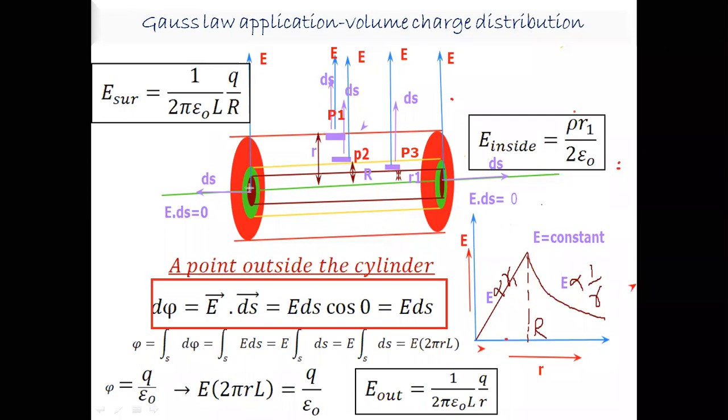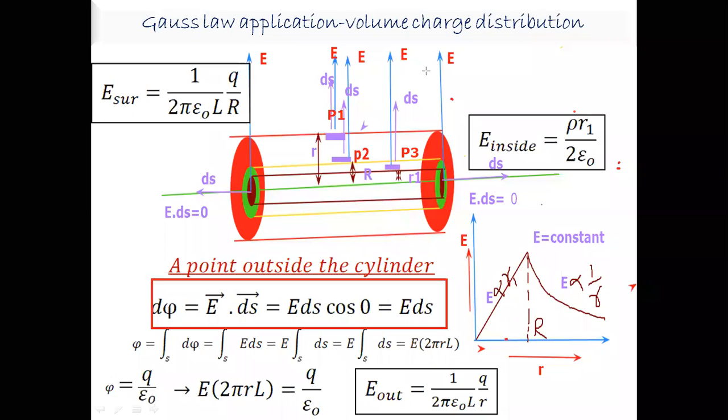Therefore, the total electric flux through this entire outside cylindrical surface, according to the formula, is the flux through the left circular end, plus the flux through the right circular end, plus the flux through the curved surface region. The first two are 0. Therefore, only the flux through the curved surface is the net flux. The net flux linked with the closed surface equals the flux through the curved surface region only. For the small area element, d phi equals E into ds.